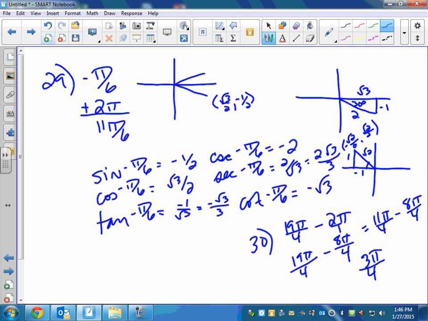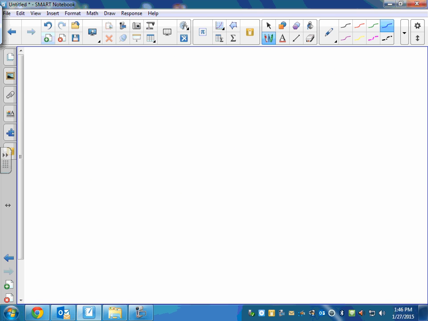What'd you have to do next? 34? 33? 33 says find all 6 trig functions of this triangle. And again, this could be on either one, calculator or no calculator. You do some good old Pythagorean theorem.